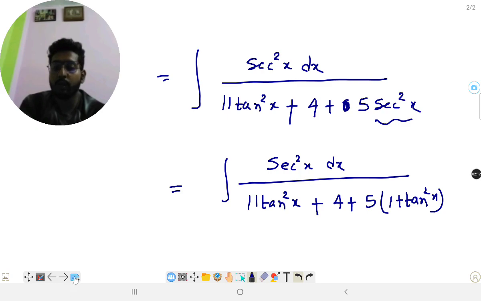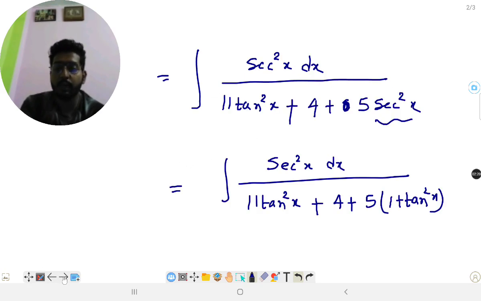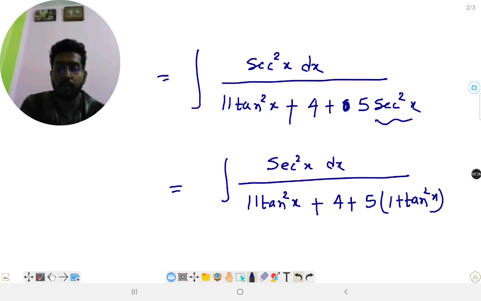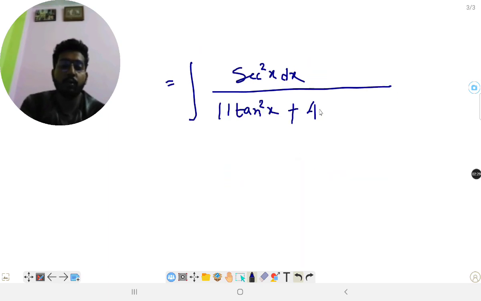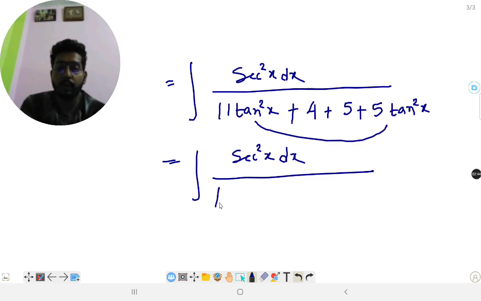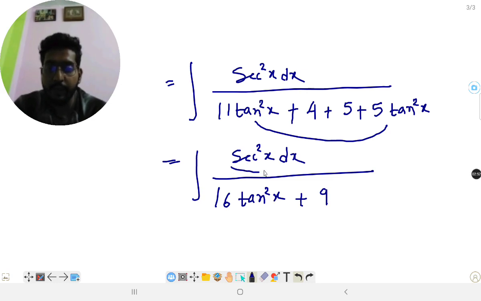Now multiply this out. It will come like this: integration of sec square x dx divided by 11 tan square x plus 4 plus 5 plus 5 tan square x. So here it will be sec square x dx divided by 11 tan square plus 5 tan square, that will be 16 tan square x, plus 4 plus 5, that will be 9. Done.